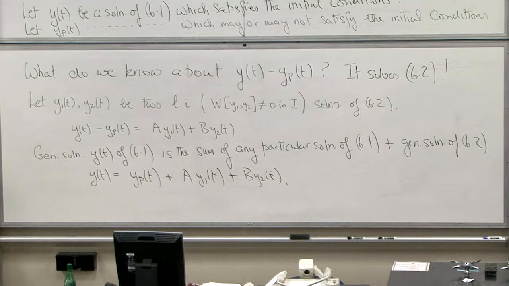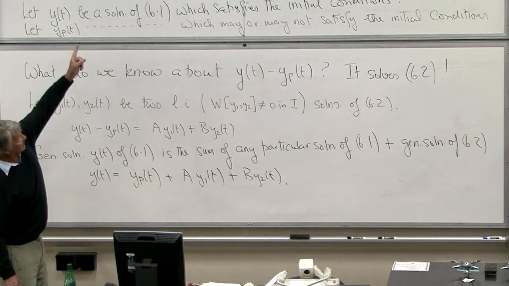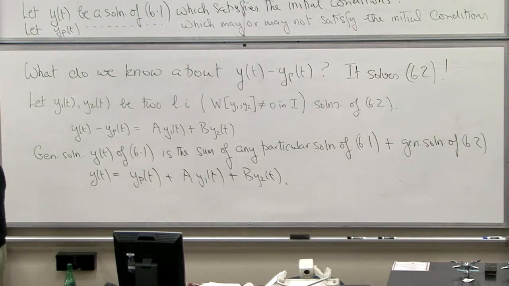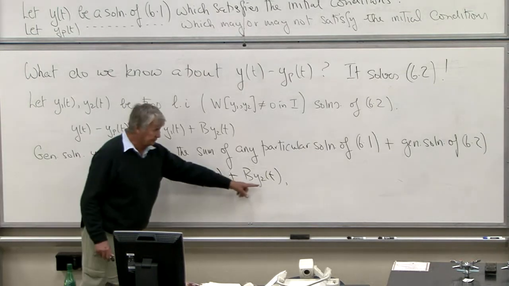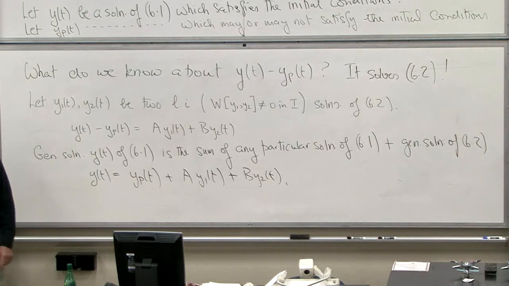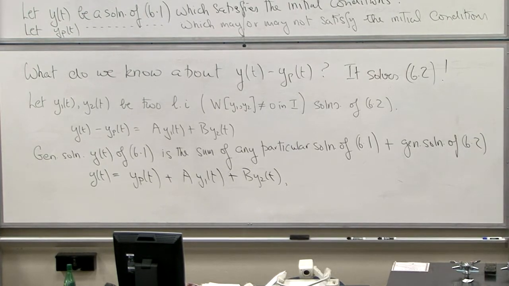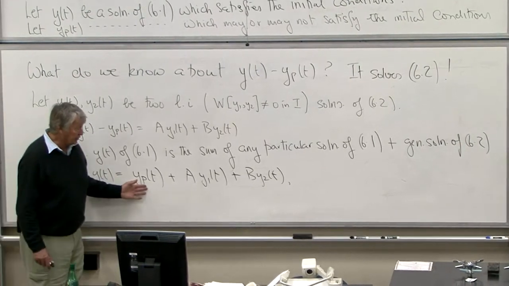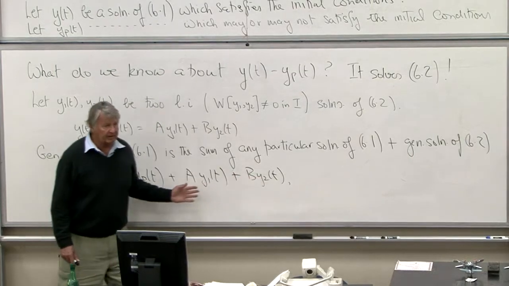What we'll do when we're faced with solving 6-1, we will first solve 6-2, and we've already learned methods how to do that. We'll find its general solution. Then we chase after one particular solution of 6-1. It doesn't have to satisfy the initial conditions. Then the general solution will be this particular solution plus this linear combination.